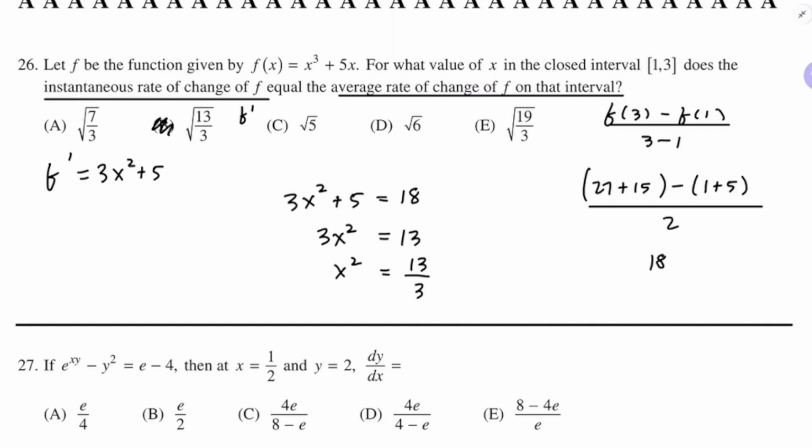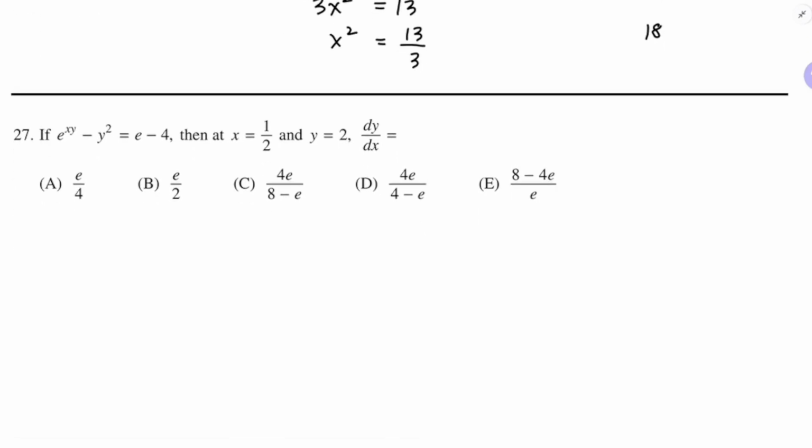Why would that be? 13 thirds is a little bit bigger than 2. I mean, it's a little bit bigger than 4, so the square root is going to be a little bit bigger than 2. That's what I was thinking. Okay, now 27.